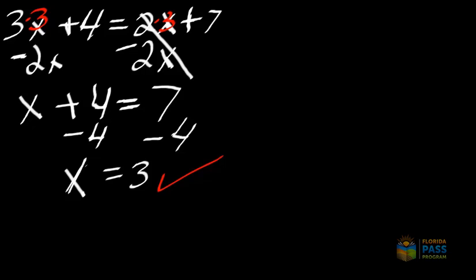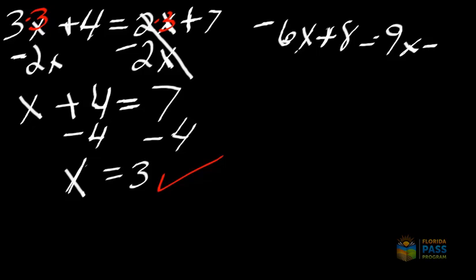Here, if I give you negative 6x plus 8 equals 9x minus 7. You're going to do this the same way. You have to combine the x's together.